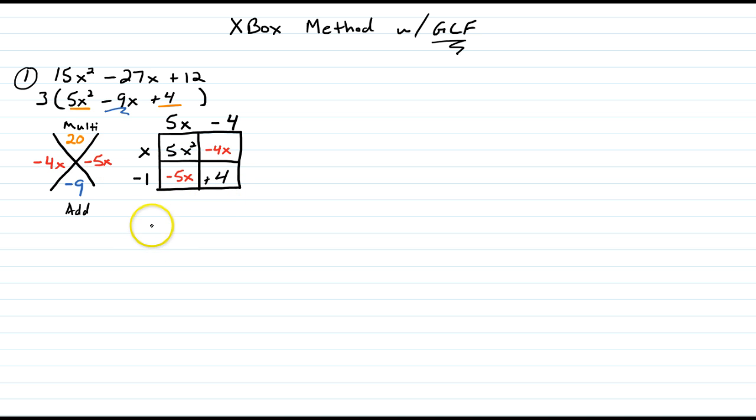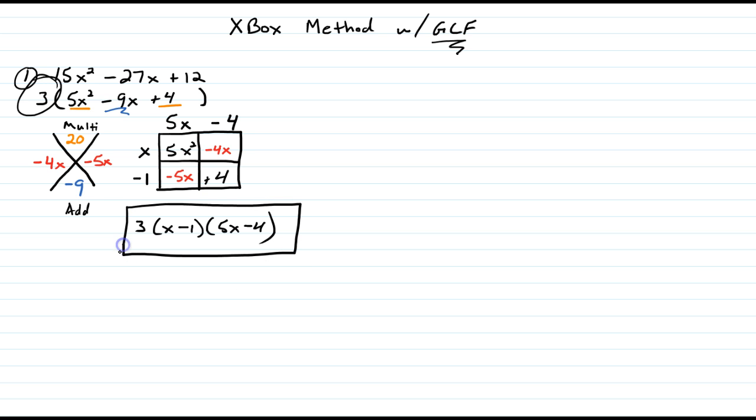Okay, so now we can put it together. x minus 1 and 5x minus 4. Remember, one way we always check our answer is we take the first term times the first term, so x times 5x should equal 15x squared, and it doesn't, because we can't forget about this 3. So you've got to put the 3 in front, so that when you multiply this expression out, you get the answer. So here is our answer.